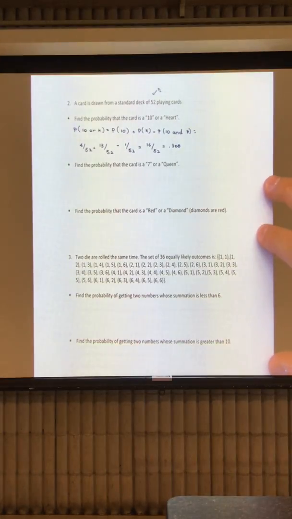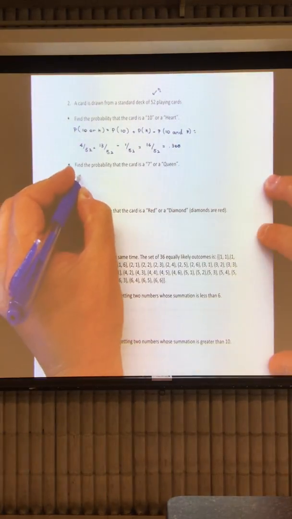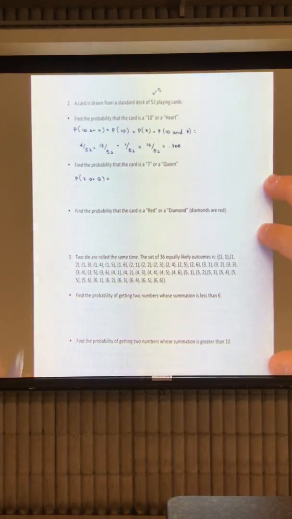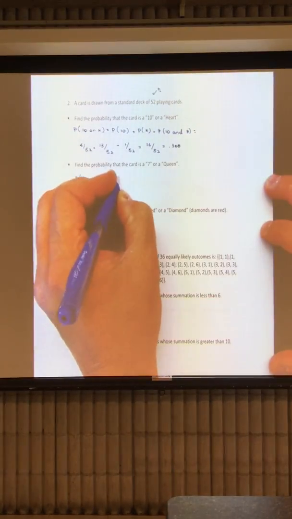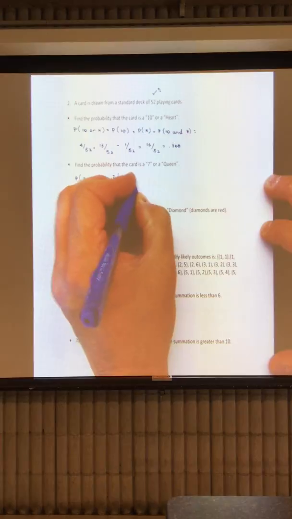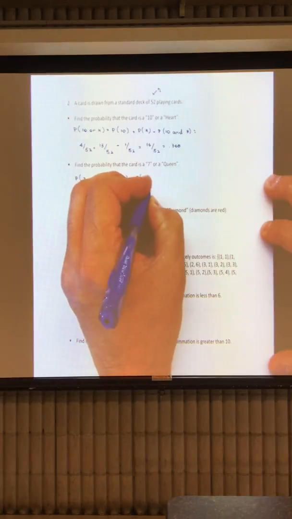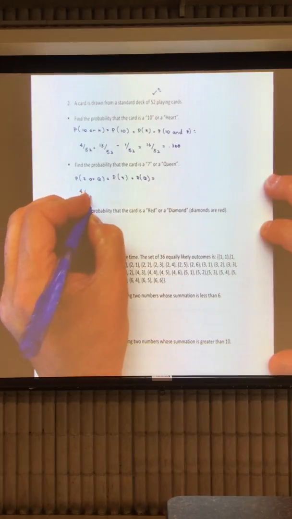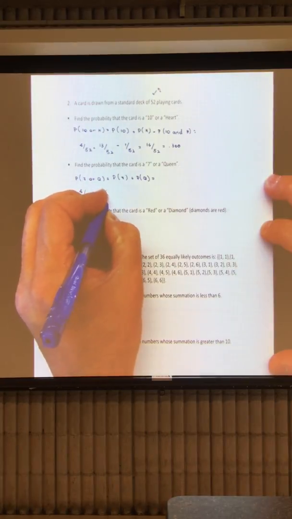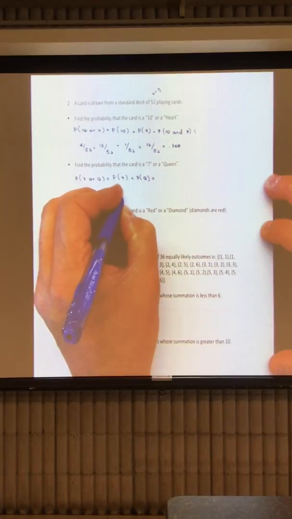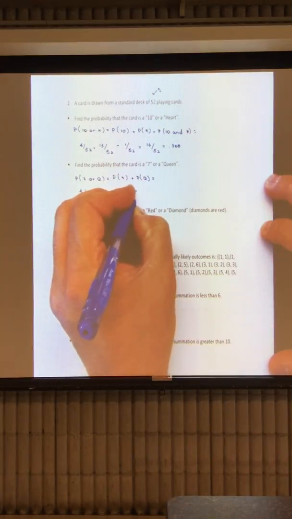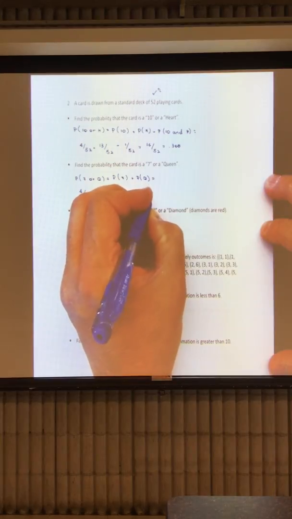Next one, what is the probability to have a 7 or queen? Keep in mind, you don't have a card that is 7 and queen, so that will be the probability to have a 7 plus the probability to have a queen. So this is going to be equal to 4 over 52 plus 4 over 52, which is the same as 8 over 52, or 0.154.